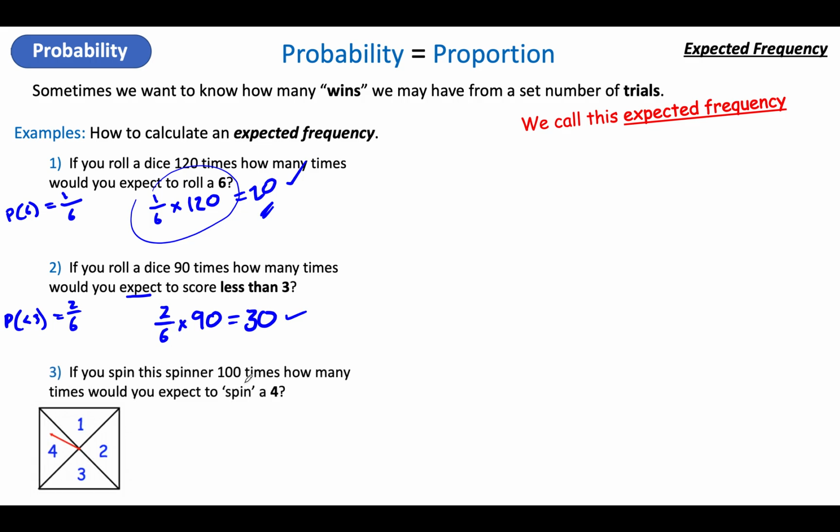So if you spin this spinner 100 times, how many times do you expect to spin a 4? Well, what's the probability of getting a 4 on this spinner? There's one 4 out of 4 equally sized spaces, so it's 1 in 4, isn't it? So that would be the proportion of times I would expect to get a 4. So I want 1/4 of 100. Putting my fraction in, 1/4 times by 100 is 25. I expect to get 25 spins where I get a 4.